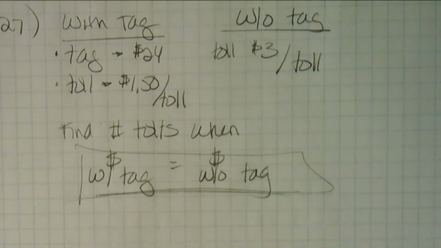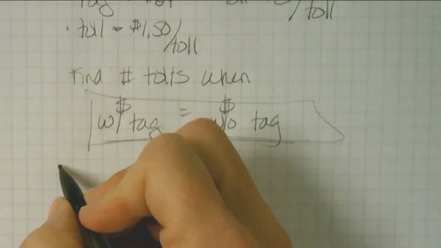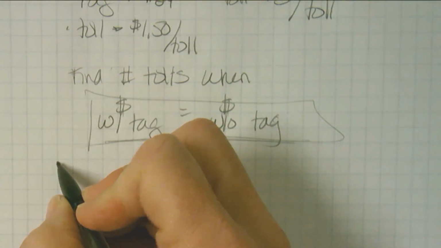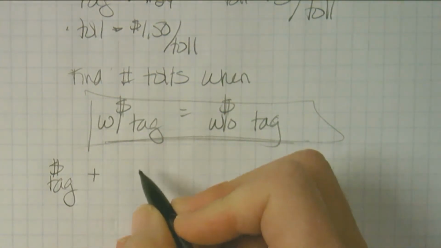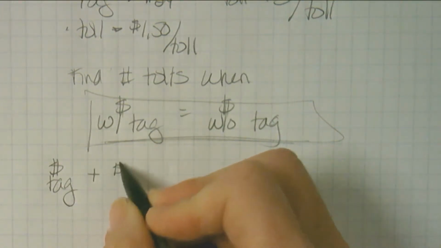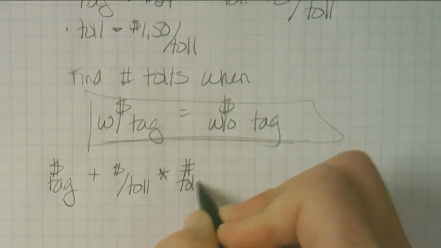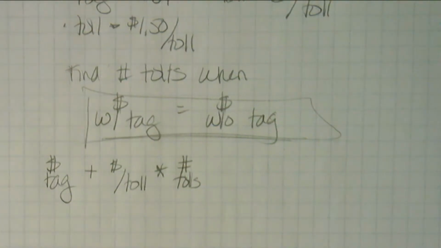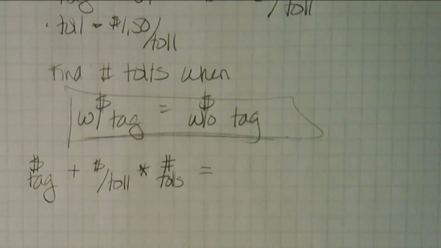What kind of costs do I have when I have a tag? What are the costs that I have when I have a tag? Valentina? So I have the cost of the tag, right? Plus the cost per toll times my number of tolls. How many of you guys agree that that's all the costs I have when you have a tag? Does that make sense? Okay. How do I figure out the cost when I don't have a tag? AJ?